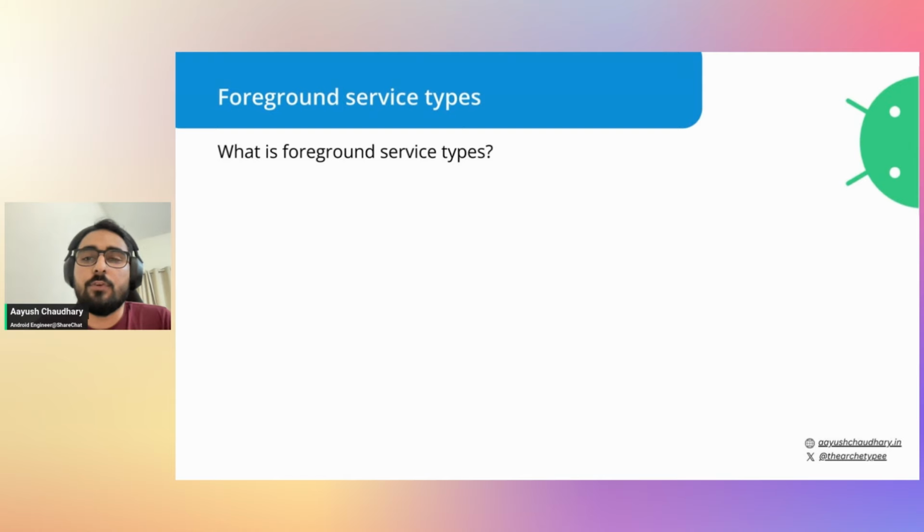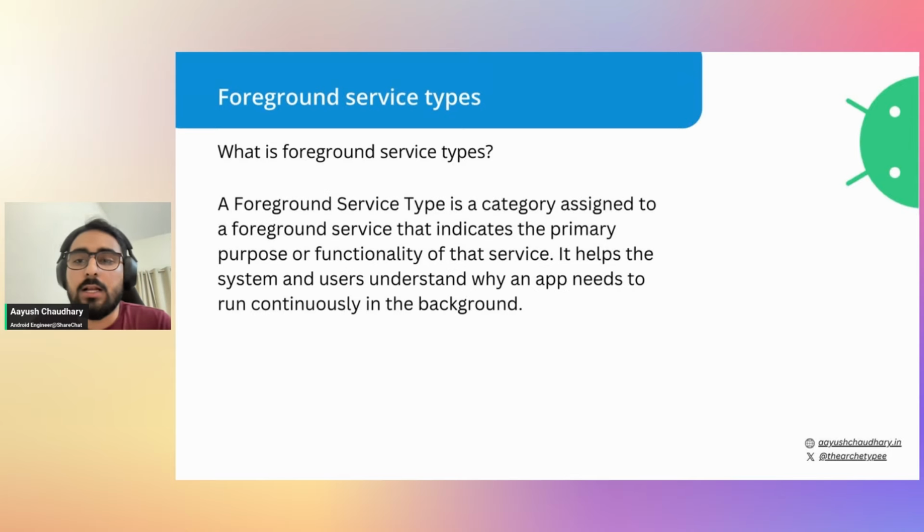So what is foreground service type exactly? Foreground service type is a category assigned to the foreground service that indicates the primary functionality of that service. Suppose you are implementing a location service, then you should add the location service type to inform the system why your app needs to run continuously.